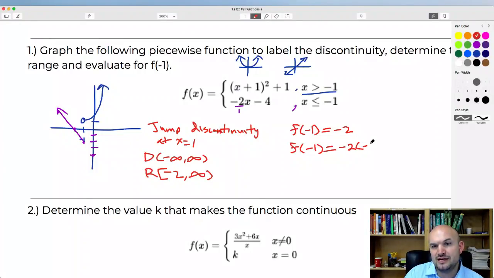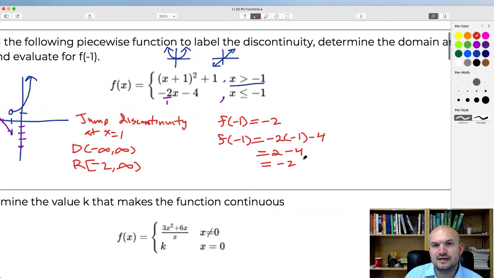So I plug in a negative 1 in for x. And you can see here negative 2 times negative 1 is going to be a positive 2. Minus 4, which equals a negative 2. And again, you get the same answer, so the graphical approach or the algebraic. And I think that was everything I needed to do.